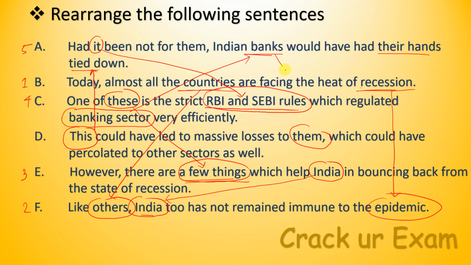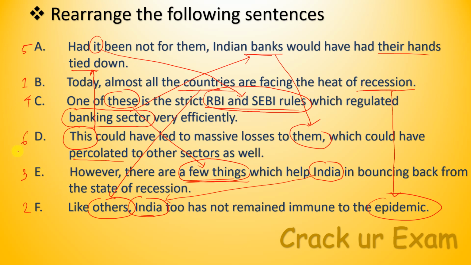It links banks. So this could have led to massive losses to them, which could have percolated to other sectors as well. So percolated means it will spread into other sectors. If the banking sector is affected, then all the sectors which are connected to banks will definitely be affected. So this is your last sentence, and last sentence means it is sentence number 6.